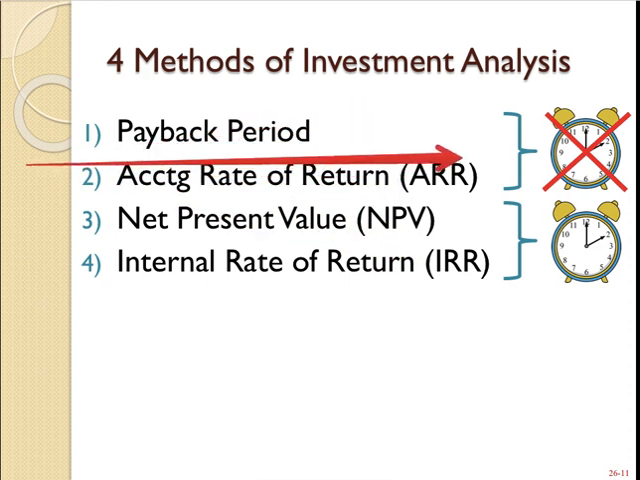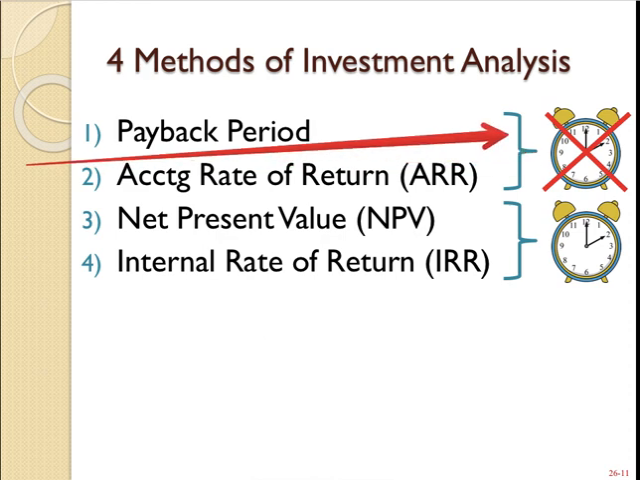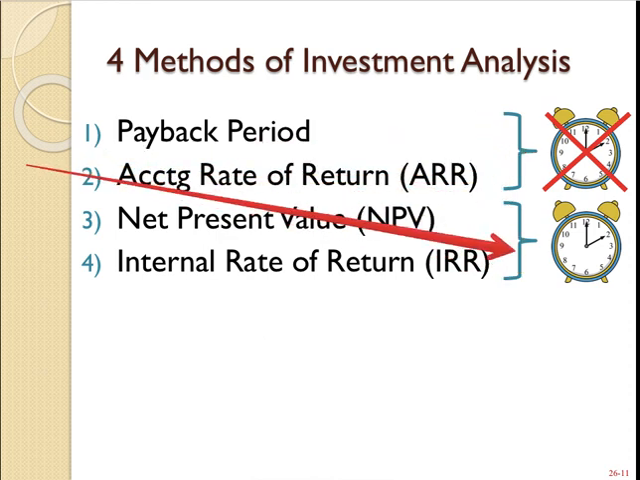Now I broke these up into 2 categories. The first 2 items, you see a clock with an X through it. That means they do not consider the time value of money in these methods. And then these bottom two methods, you see a clock, and that means they do consider the time value of money. Now we're going to talk about time value of money at the very end of this lecture video, but just keep in mind that payback period and accounting rate of return are the ones we're going to talk about in this video, and they do not consider the time value of money.